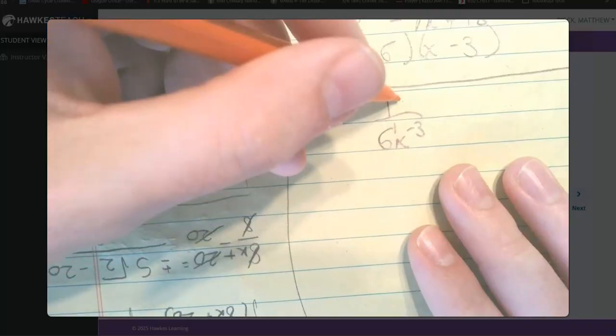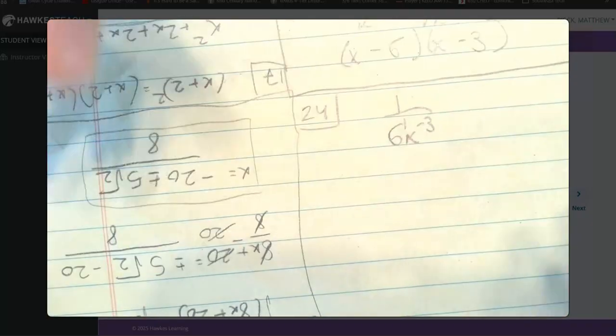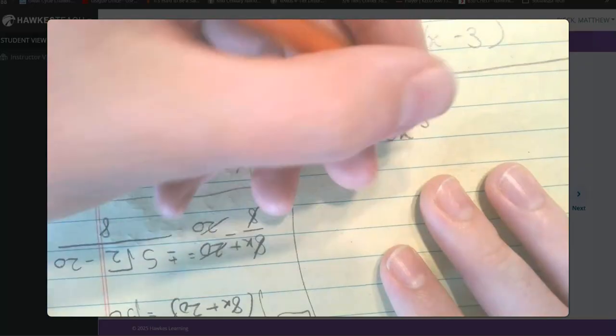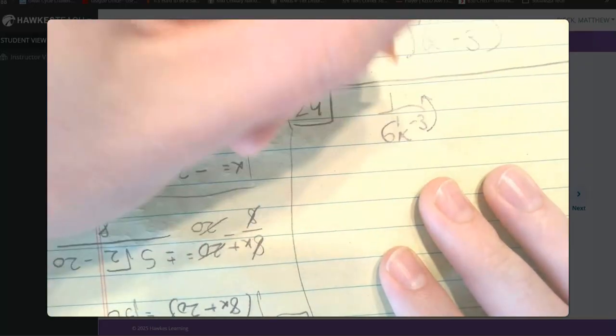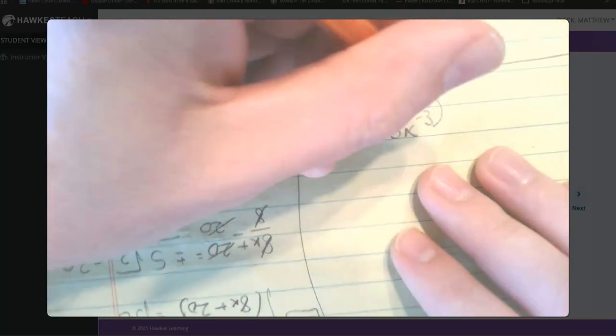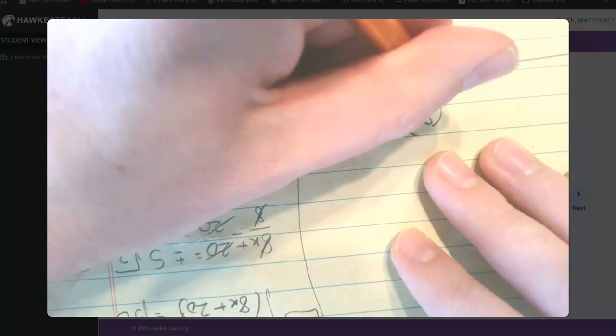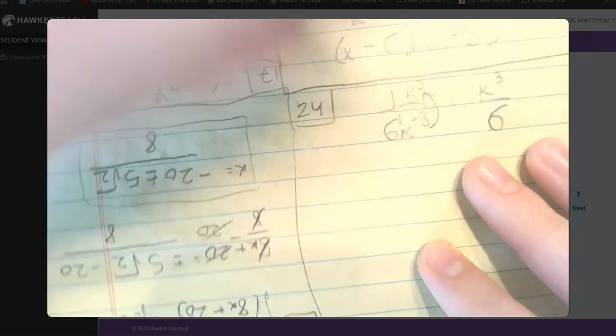But you can move a term to either the top or bottom of your fraction, and again, you just change the sign on your exponent. So in this case, we're going to move the x to the negative 3 up top. So that's going to become x to the positive 3. So you have x to the third over 6.